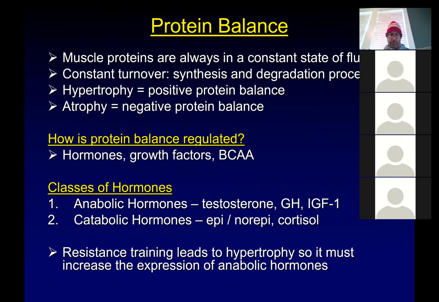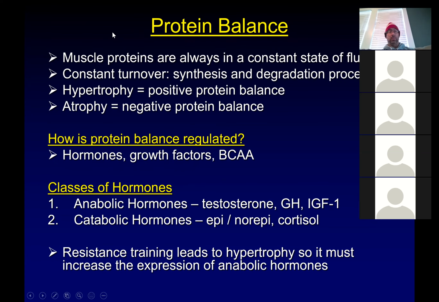inside the muscles. Okay. So in order to make muscles grow, we need to make more actin and more myosin and some of the structural proteins and things that are going to also anchor sarcomeres and myofibrils. And that is going to be controlled by a process called protein balance.